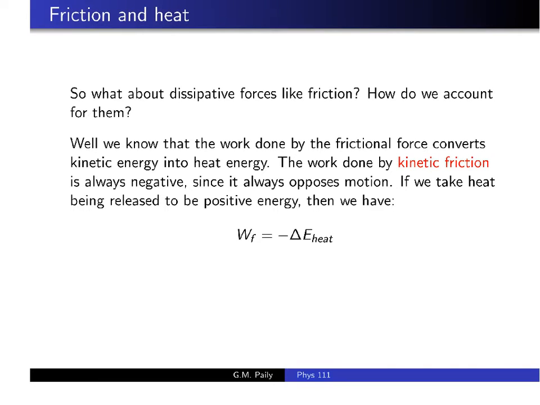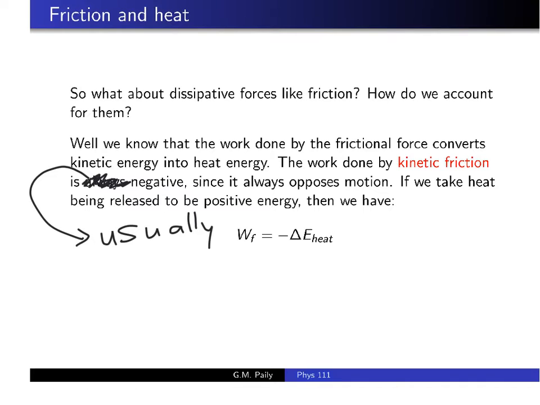We know that the work done by friction turns kinetic energy into heat energy. The work done by kinetic friction, where there's sliding going on between two surfaces, is usually negative, I won't say always, but it's usually negative since the kinetic friction opposes motion. In other words, the object is moving in one direction and the kinetic friction is in the opposite direction because it's trying to oppose that motion. And so we see that the work done is negative since the angle between them is 180 degrees.